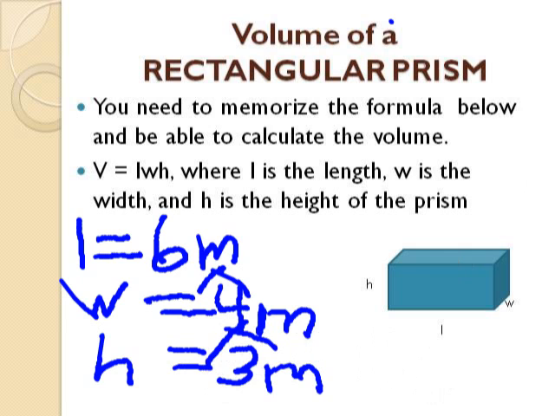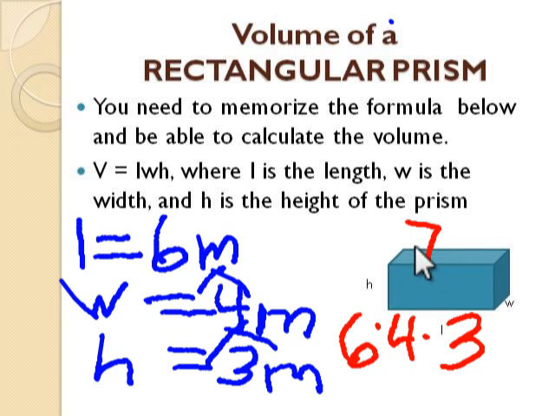So let's just do this out to the side in a different color. We're going to do 6 times 4 times 3, and 6 times 4 times 3 is 72. And since we're talking about meters, this would be in cubic meters, written m with the exponent 3. But that's how easy it is. You just multiply the three numbers together, because we found the area of the base and we multiplied it by how high it was.